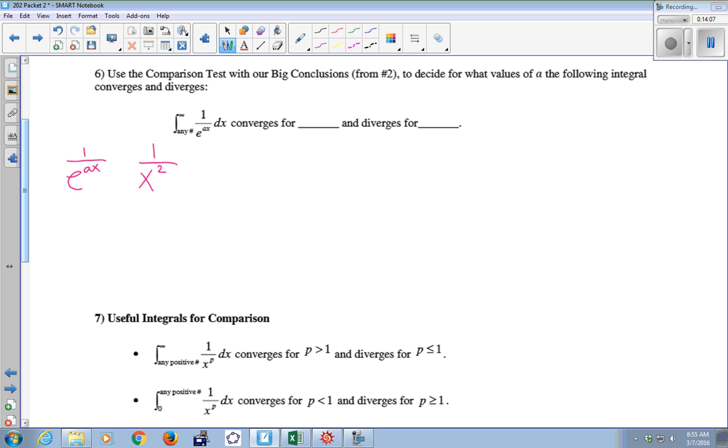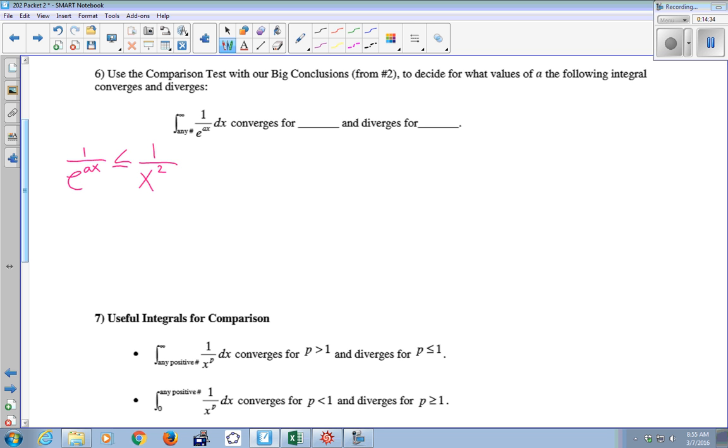One over e to the ax. You're going to think about which denominator wins in terms of end behavior. So it's not just for small x's, but if you put in a really big x, 1 over e to the ax is going to be much smaller than 1 over x squared. So in general, we've got that inequality.